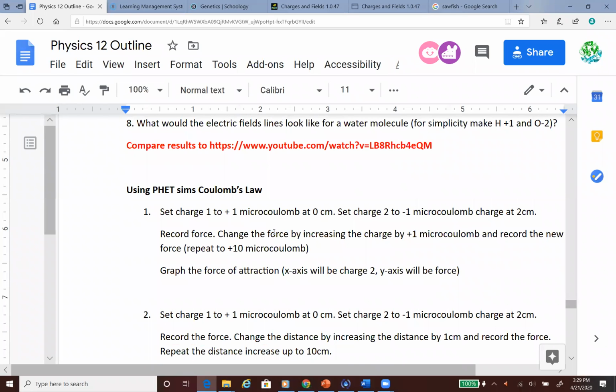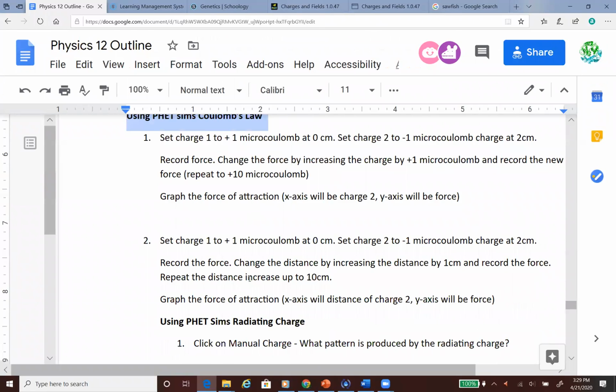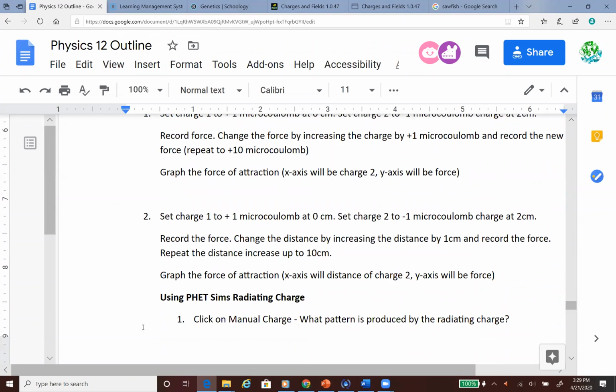I set up another activity, but this is more for next week, because next week we'll start looking at some of these calculations. It goes over something called Coulomb's law. That and the term Coulomb should ring a bell from grade 11. It refers to an amount of charge. So this allows you to measure force using Coulomb's law. So you could look at that.